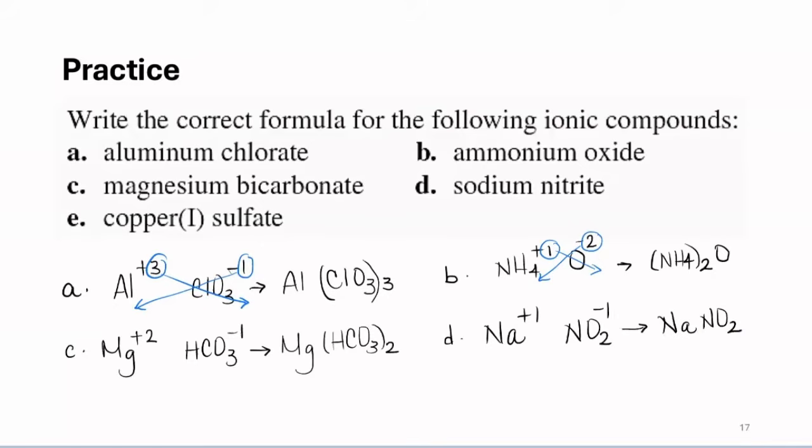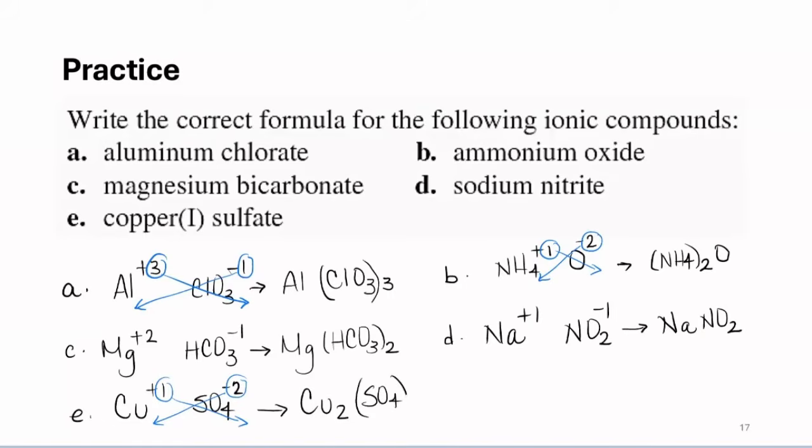Let's do the last one, copper 1 sulfate. In copper 1 sulfate, we have Cu +1, and I know that copper is 1 because of the Roman numeral. Sulfate is SO4, and it has a charge of -2. So this means that this 2 is going to be the subscript of copper. This 1 is the subscript of the sulfate. So I'm going to write Cu2SO4.